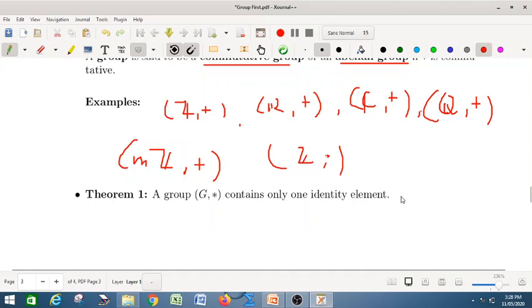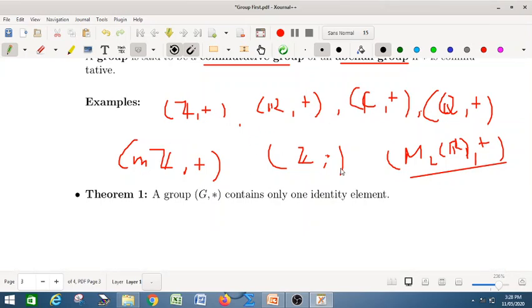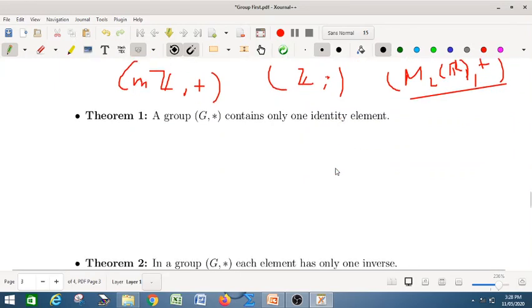Also we can say real matrices, M2R, 2 cross 2 real matrices with respect to plus, is also a group, a very important group. All 2 cross 2 real matrices with respect to addition is a group. So these are the important examples of groups. Now we'll prove some important theorems on groups.